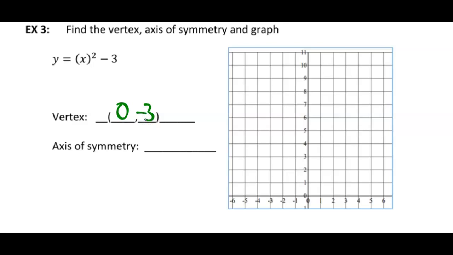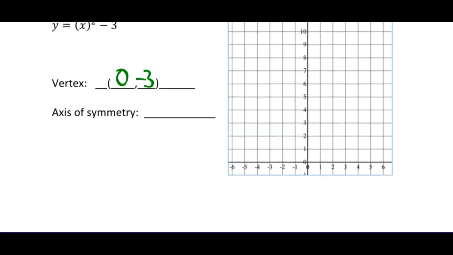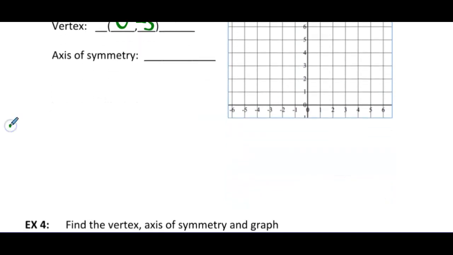Okay, so I'm going to go over 0, down 3, which doesn't work on the graph that I have, but I think it works on the graph that you have on your paper. So I'm just going to go down 3. 1, 2, I got to move this down just a little bit and make that work for me. Okay, 1, 2, 3. I'm going to be about right here.